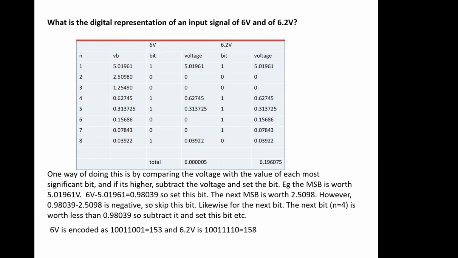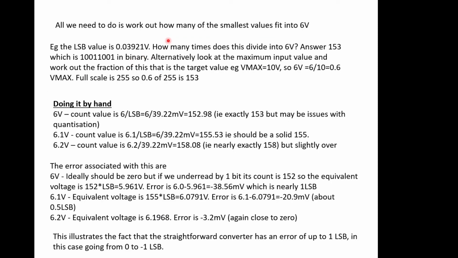There are other ways of doing this. We could just work out how many of the smallest values fit into 6 volts. So if we know it's 39.22 millivolts, how many times does this divide into 6 volts? 153, which then turns into the same thing in binary. And there are other ways of looking at it as well. You can also do it by hand, which is the same thing as we just did up here, really.